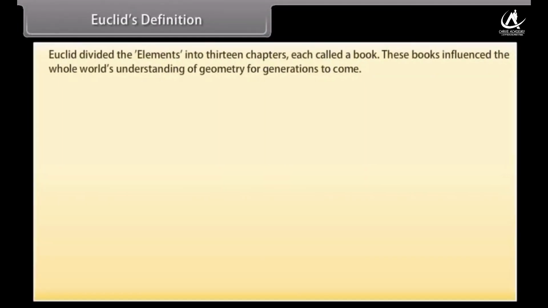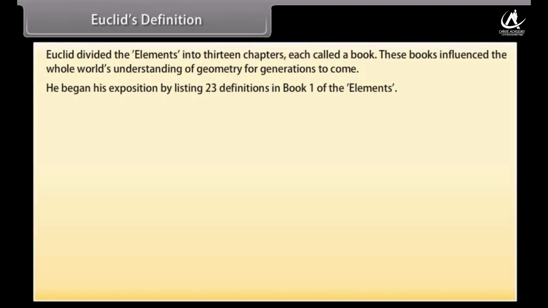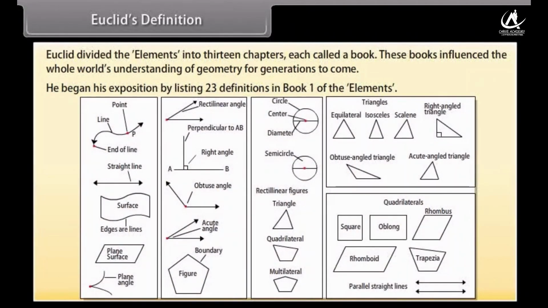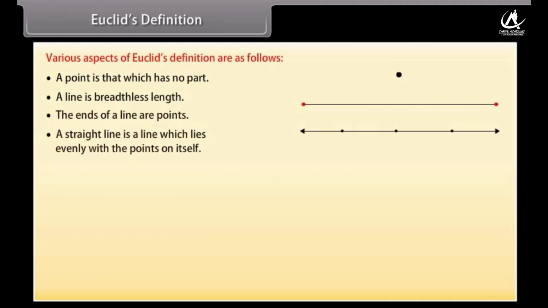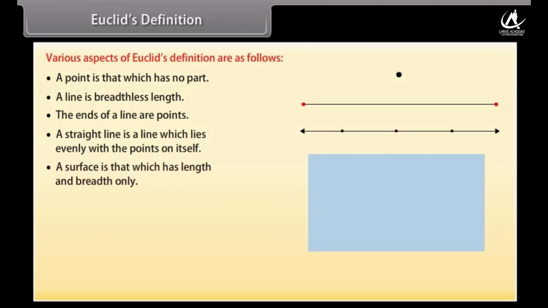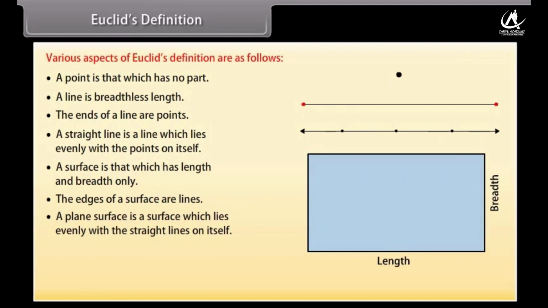Euclid's definitions. Euclid divided the Elements into 13 chapters, each called a book. These books have influenced the whole world's understanding of geometry for generations to come. He began his exposition by listing 23 definitions in Book 1 of the Elements. A few of them are: a point is that which has no part; a line is breadthless length; the ends of a line are points; a straight line is a line which lies evenly with the points on itself; a surface is that which has length and breadth only; the edges of a surface are lines; a plane surface is a surface which lies evenly with the straight lines on itself.